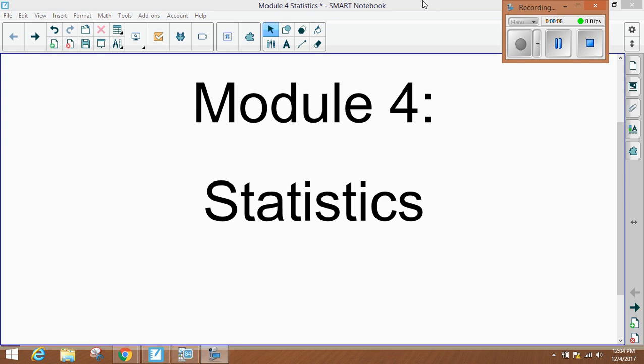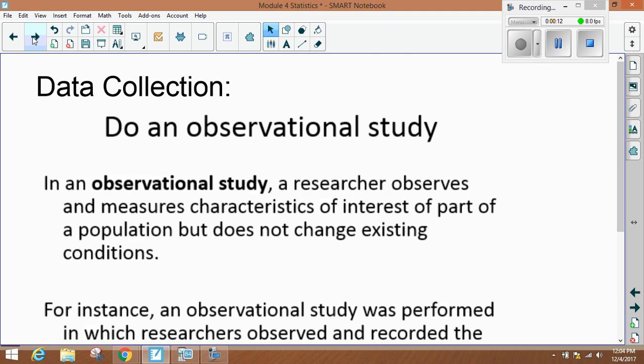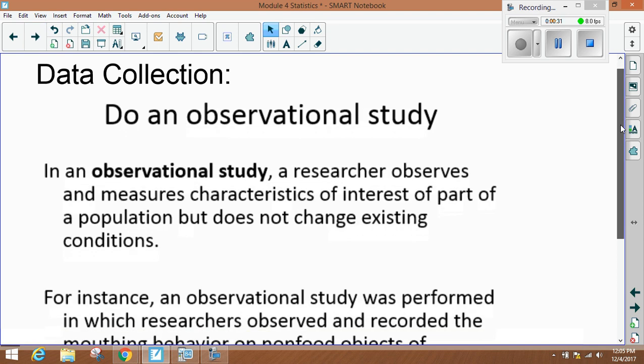So module 4, statistics. We're going to go through it. I'm going to give you a crash course on data collection and experimental design. We're going to get what I would normally do in 2 weeks in an AP Stat class done in 30 minutes. Right? So, observational study.